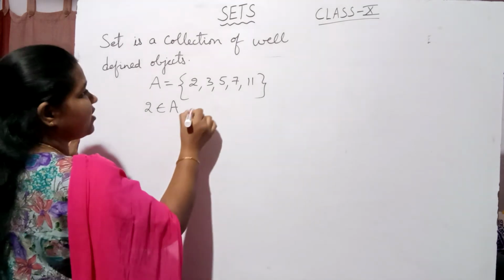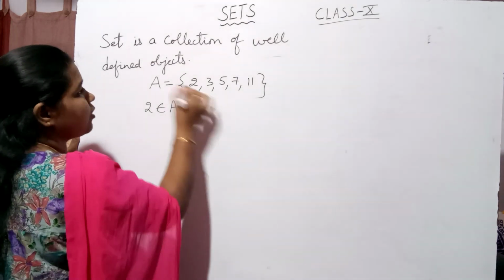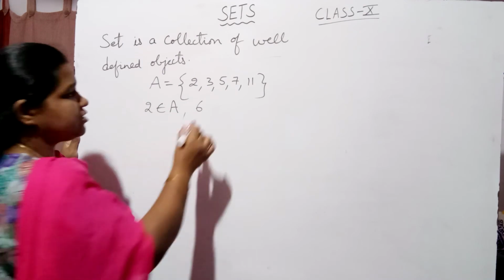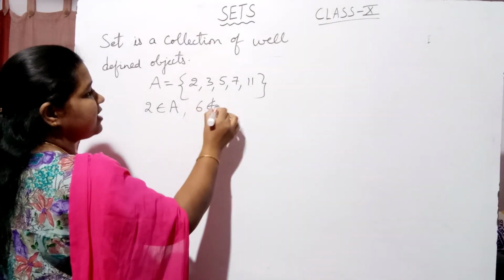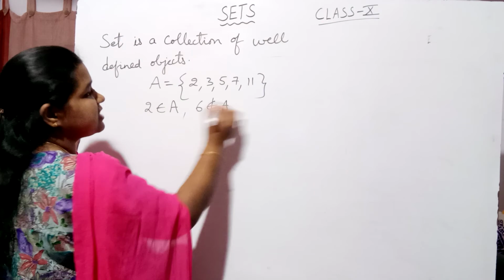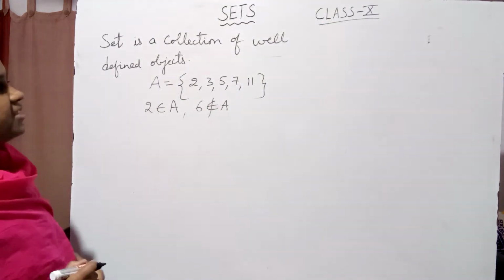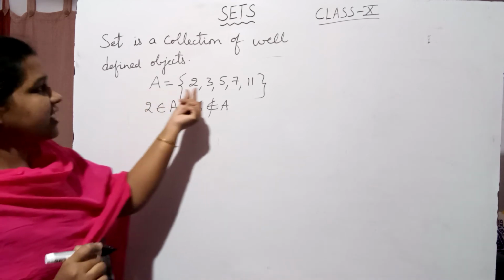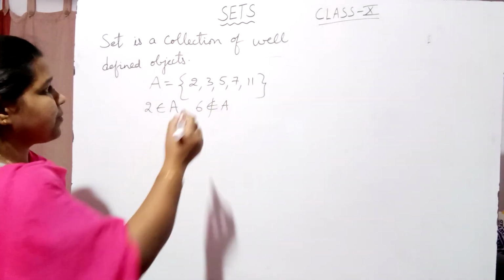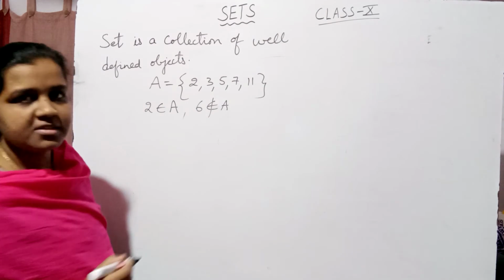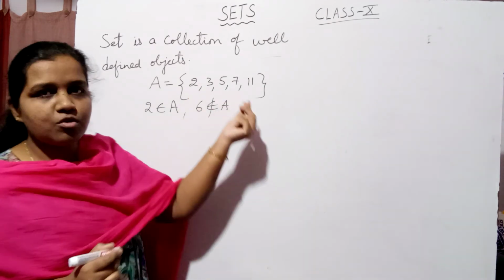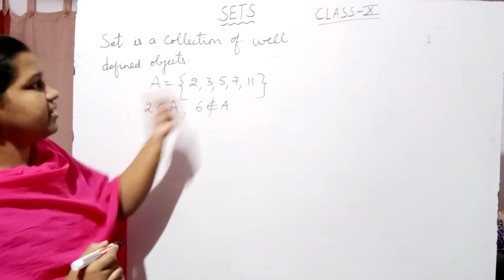Now similarly, if I write 6, does this 6 belong to this set A? It does not belong. So we will write that 6 does not belong to set A. Next, inside the set, the elements are separated by commas and the elements are not repeated.